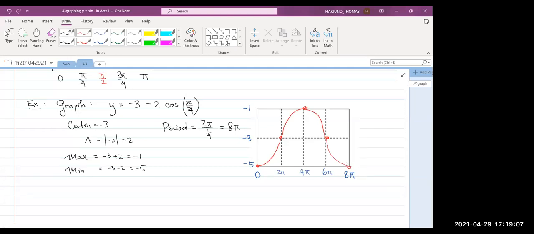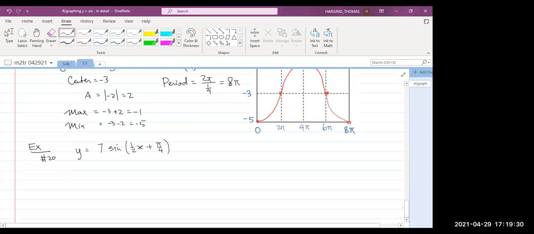Now, what happens if I do problems from the book, for example, number 20. We have y equals 7 sine of 1/2 x plus pi over 4. So you don't just start from 0 right now, you shift the graph a little bit. Okay, let me rewrite this. This is 7 sine of 1/2 of x plus pi over 4. I'm sorry, pi over 2.